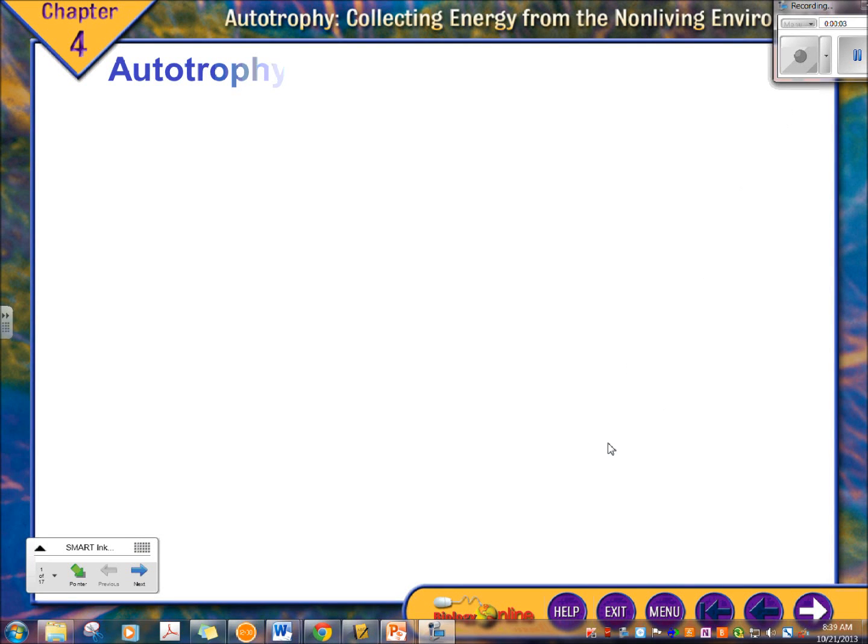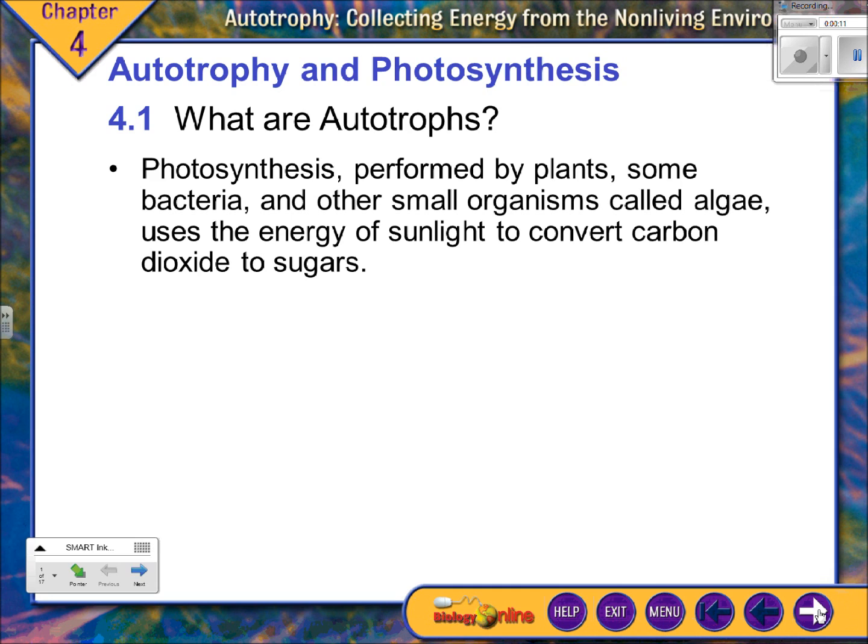Okay, so chapter 4 is called autotrophy, and lots of times, if we over-abbreviate, we might just call this photosynthesis. But as you can see, there's going to be some other things in here besides photosynthesis. The main thing with autotrophs is they get their energy from what?